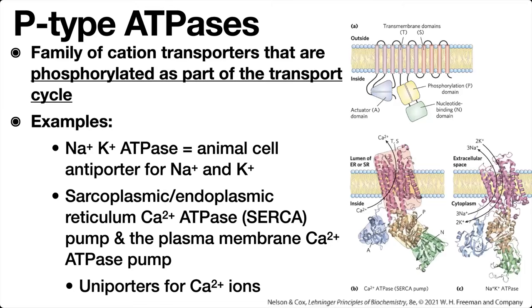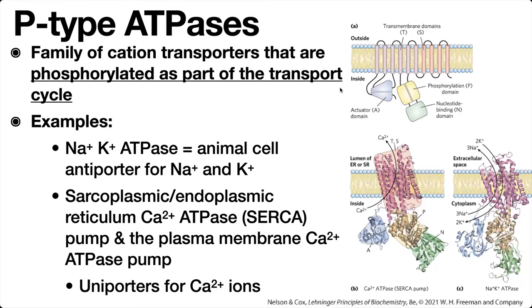We also have a lot of P-type ATPases, and so these are going to transport cations, so our positively charged ions, things like calcium, sodium, potassium. And we were looking at an example before where we had that sodium potassium ATPase. There's also this sarcoplasmic endoplasmic reticulum calcium ATPase, or SERCA pump, and the plasma membrane calcium ATPase pump. And these are uniporters for calcium ions. Again, you don't need to know these names. These are just a couple of examples.